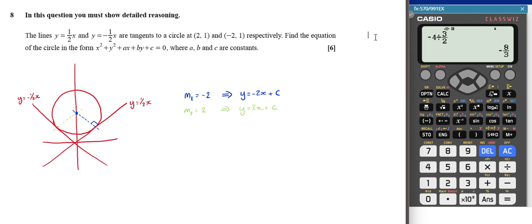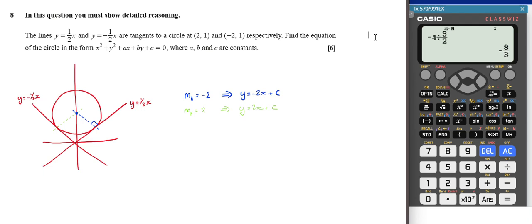So what can we find out? Well, we could make them equal to each other. That's not going to be very helpful, because if we make them equal to each other, we're not going to get y equals at all. We are going to get minus 2x plus c is equal to 2x plus c. And I'm just going to get that if x is 0, which it is on the x-axis, c equals c. Not very helpful.